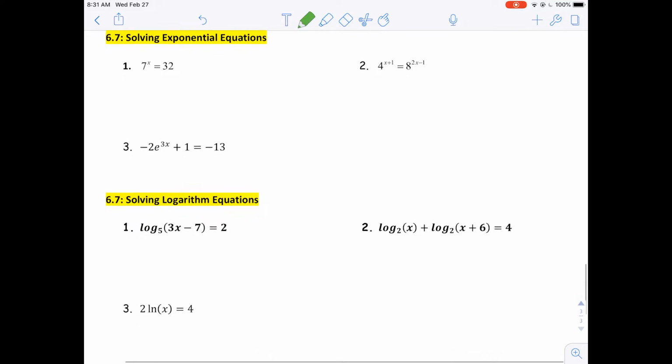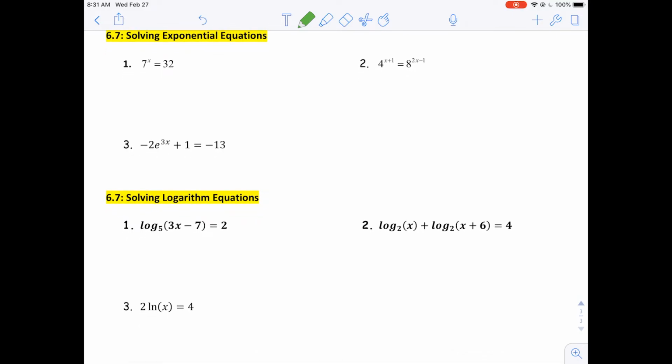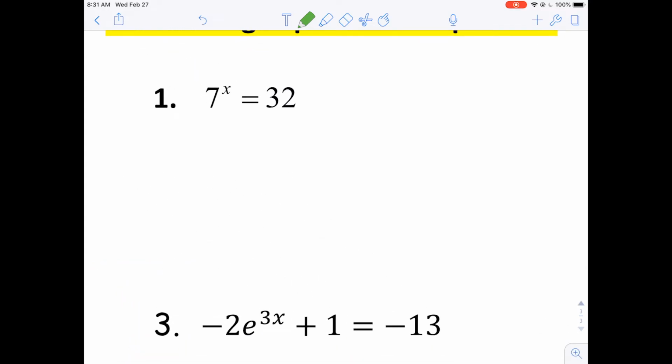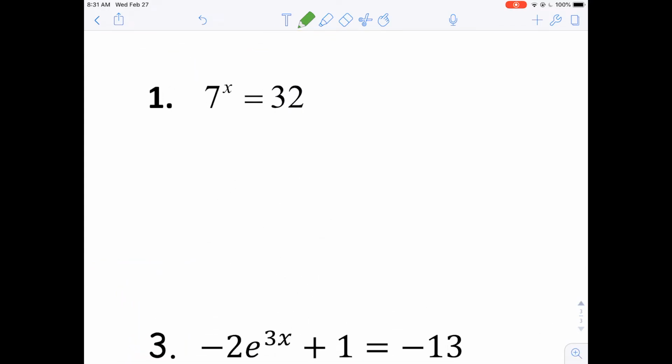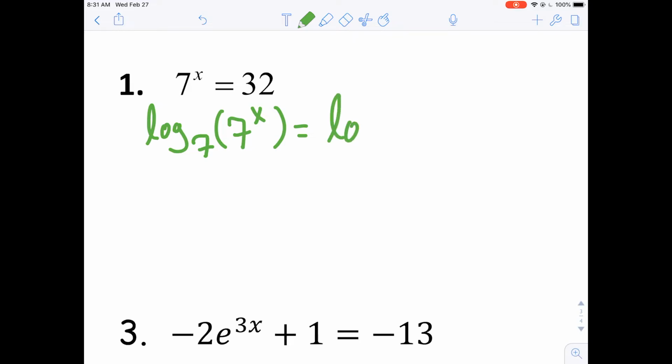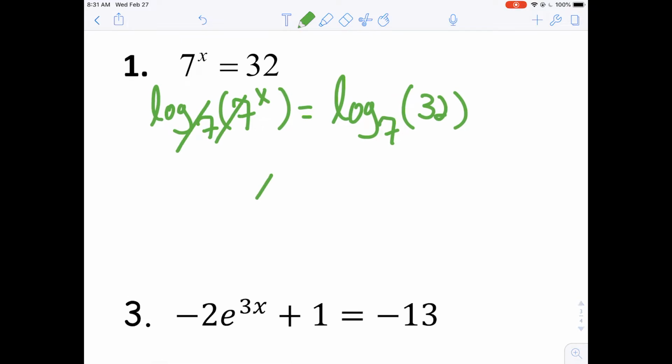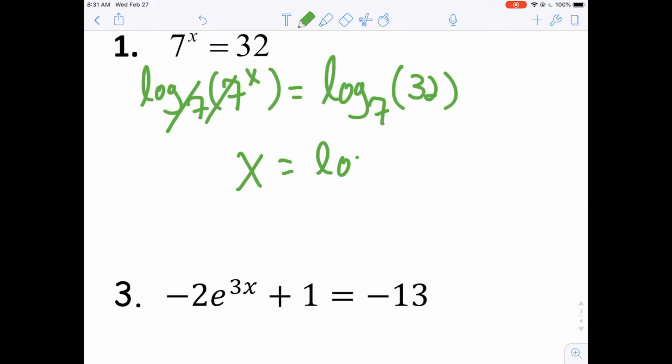Okay. Last page, solving exponential equations. I'll make sure to do all of these because we just started this. Okay. So let's do this one. Log base 7, because that's what's going to cancel out everything here. So if we take log base 7 of both sides, okay, so this and this cancel, we're just left with x equals the log base 7 of 32.